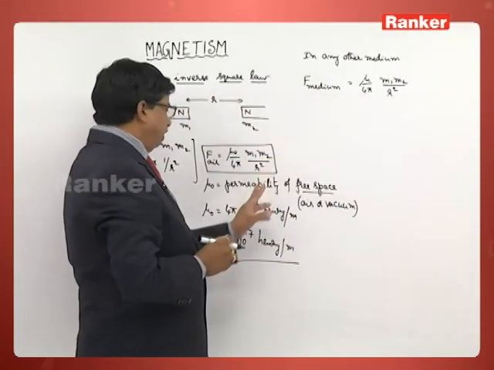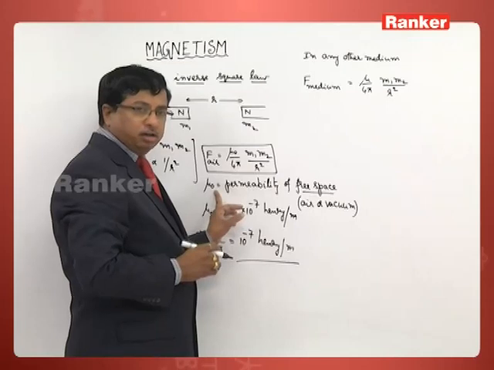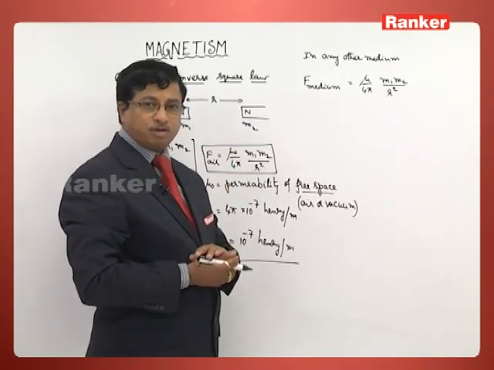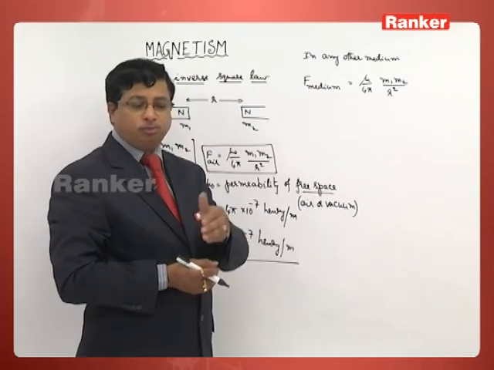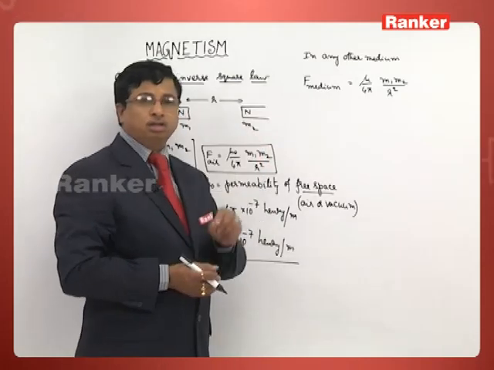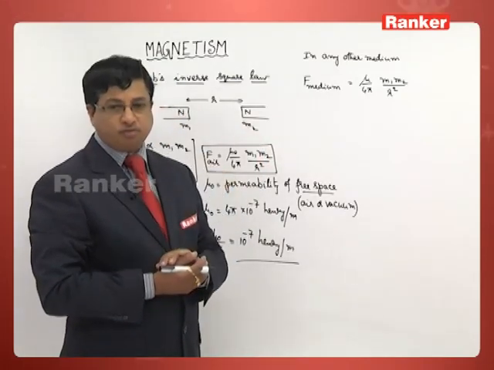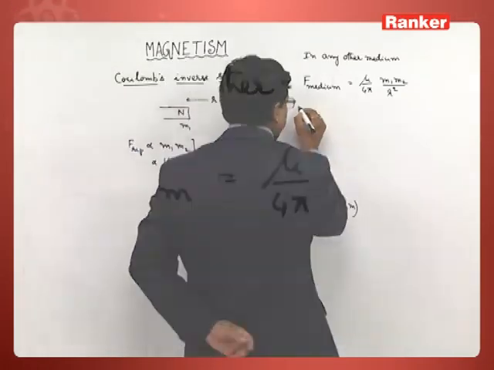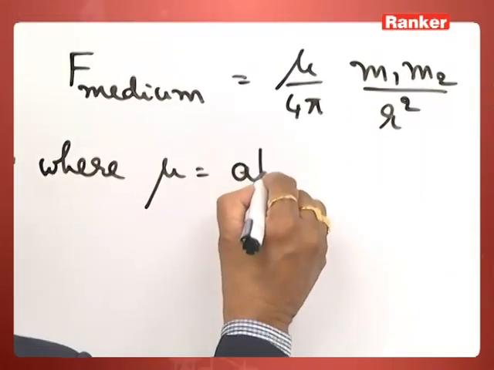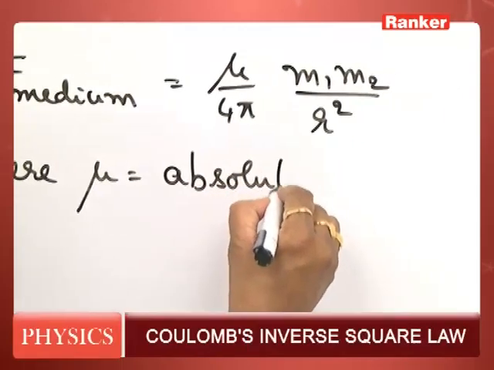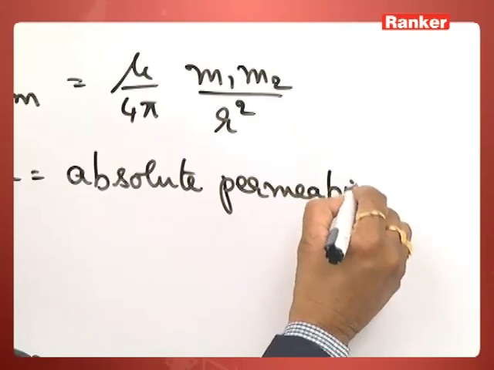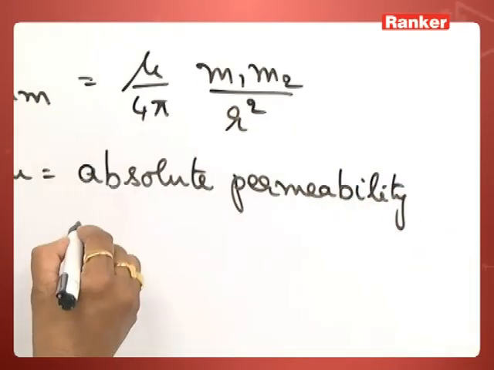The difference every one of you can easily understand here. Mu naught refers to free space, whereas mu refers to the other medium which of course is separating these two magnetic poles. So when I consider here, this mu is called absolute permeability of the medium.